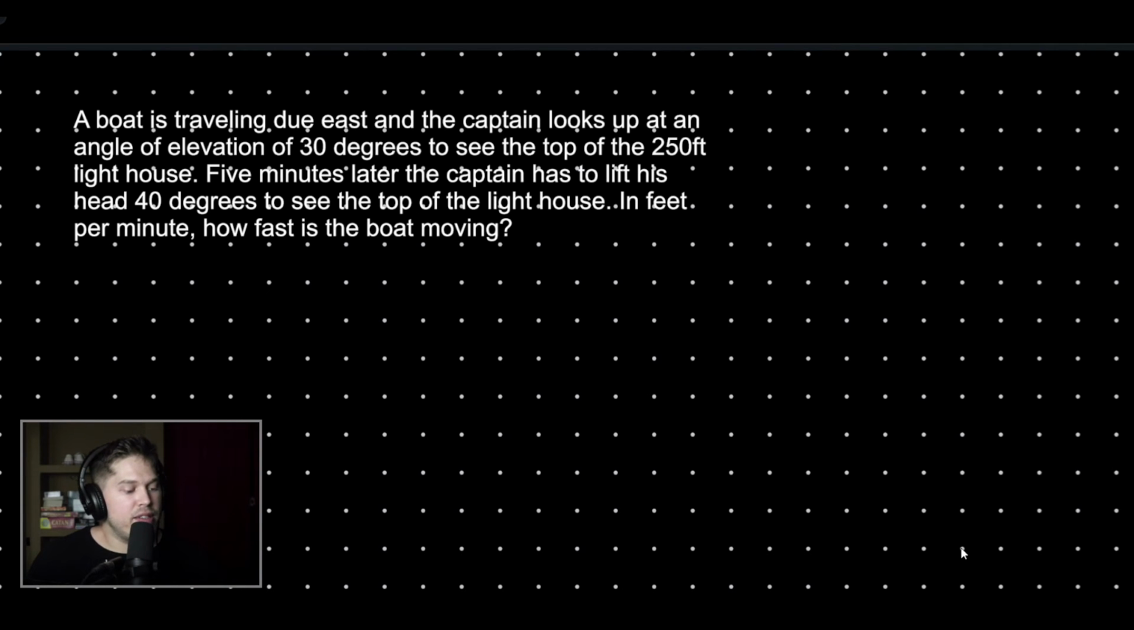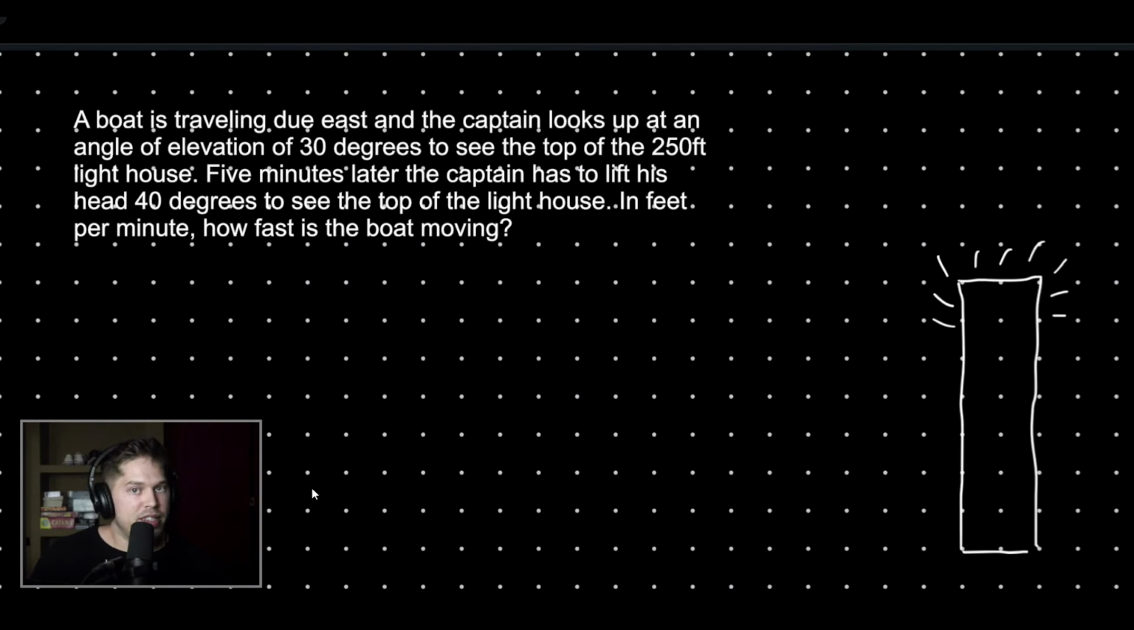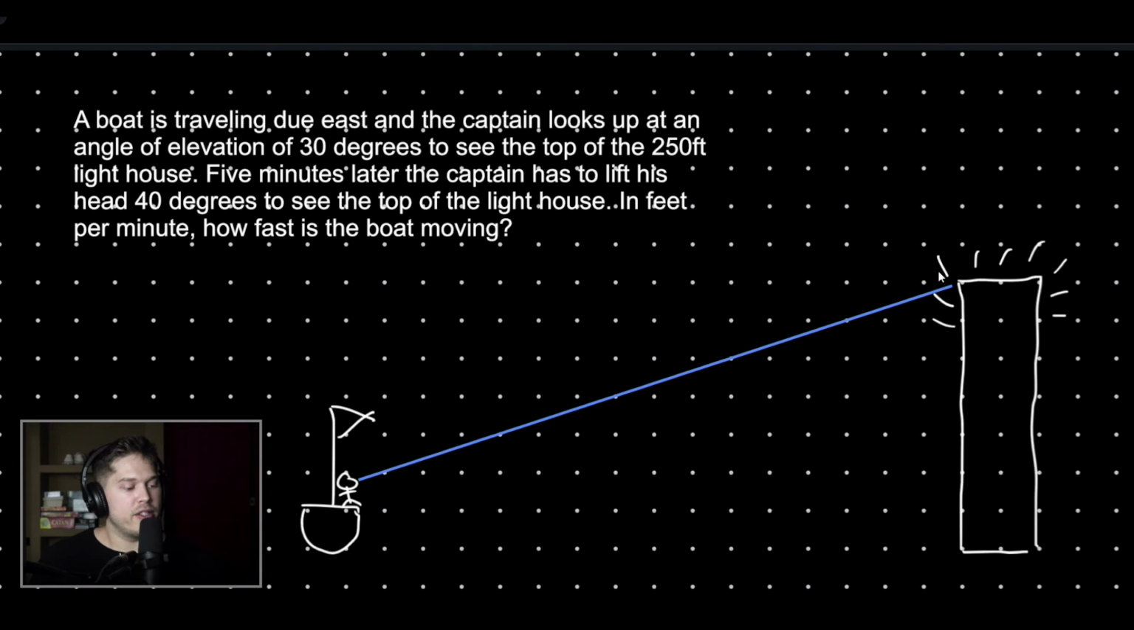Okay, so in some distance, out and about, there's a lighthouse. It's emitting this beautiful light. And a distance away, we have a boat. This can be our boat. And we have a captain steering our boat, commanding our boat. And he looks up at an angle of elevation of 30 degrees to see the top of the lighthouse.